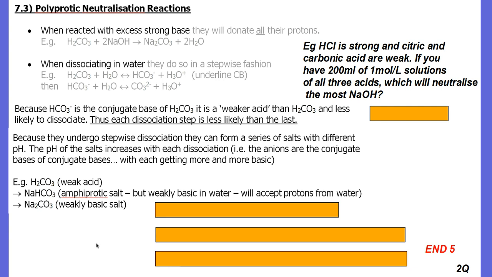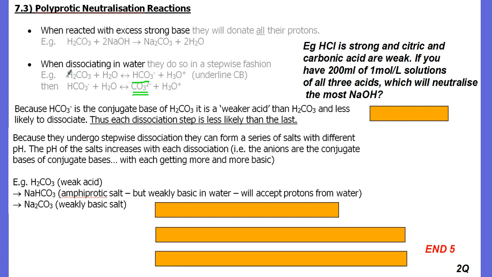It says here underline the conjugate base. Let's underline the conjugate base. Here is our acid. So here is our conjugate base. But we call this a conjugate base. And look here now, this conjugate base itself is acting as an acid, donating protons and forming this second conjugate base. And because the bicarbonate ion is the conjugate base of carbonic acid, even though it can act as an acid, it's very unlikely to. It's a weaker acid than the carbonic acid, and less likely to dissociate.